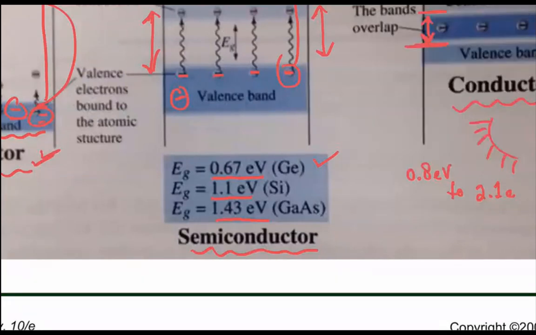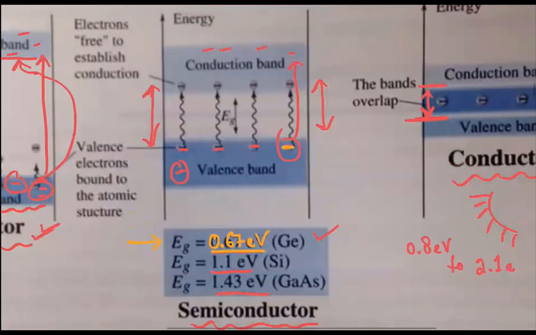When I say here that germanium has a band gap of 0.67 electron volt, any energy which is equal to this number, 0.67 electron volt or higher, will eject an electron from the valence band and move it to the conduction band. Any energy which is greater than or equal to 0.67, okay?